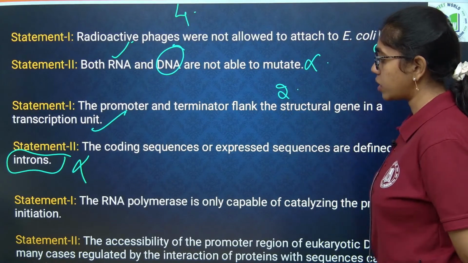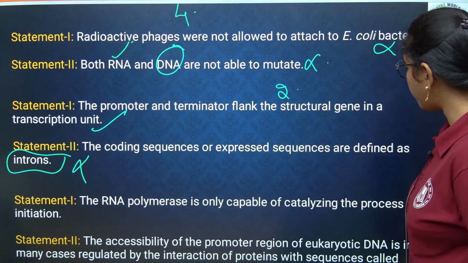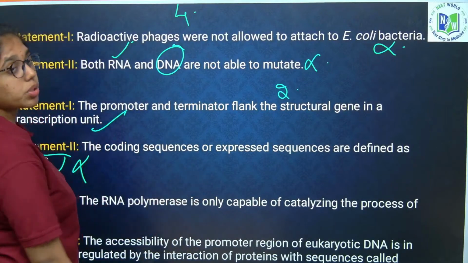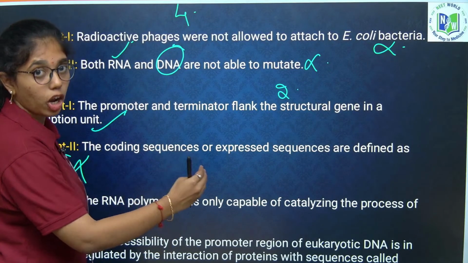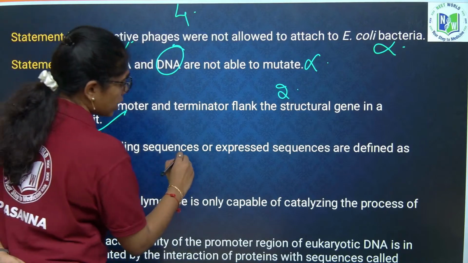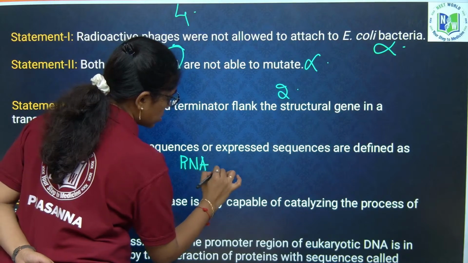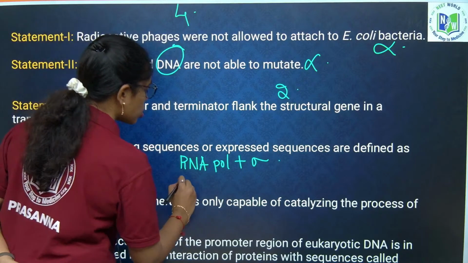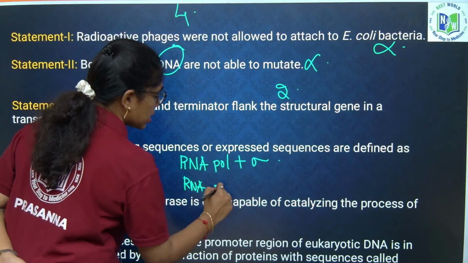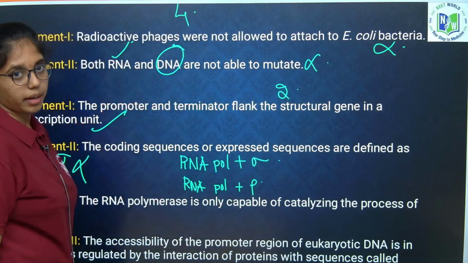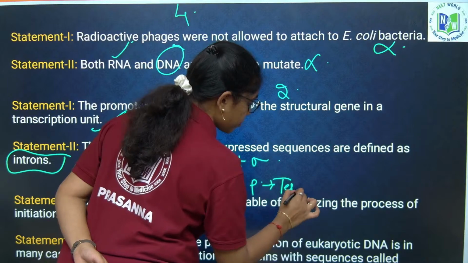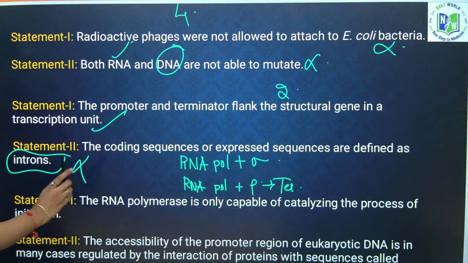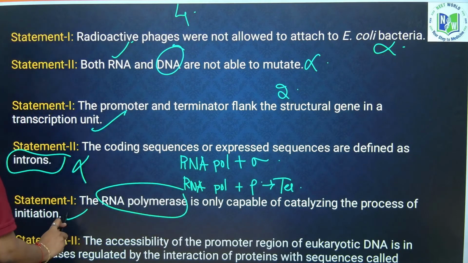Okay. Next. The RNA polymerase is only capable of catalyzing the process of initiation. Wrong. If you remember the 3 steps in transcription, that is initiation, elongation and termination. At the time of initiation, RNA polymerase is binding with sigma factor forming a holoenzyme, right? During the process of termination, RNA polymerase is binding with rho factor, and here the termination occurs. And the elongation process is catalyzed by RNA polymerase only. So here RNA polymerase is not just for initiation, it is wrong.